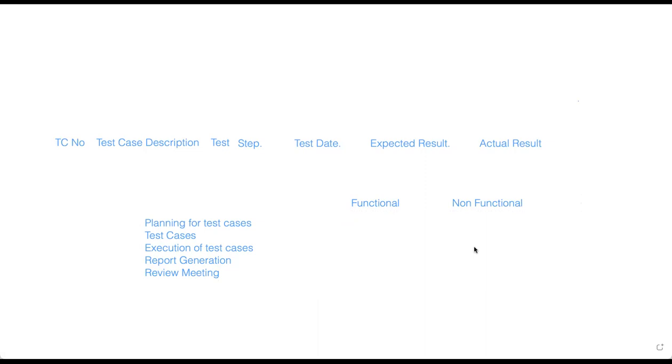We have different types of functional testing. What are those? System testing, cookies testing, links testing, DB testing, etc. These are all under functional testing. You know about cookies.